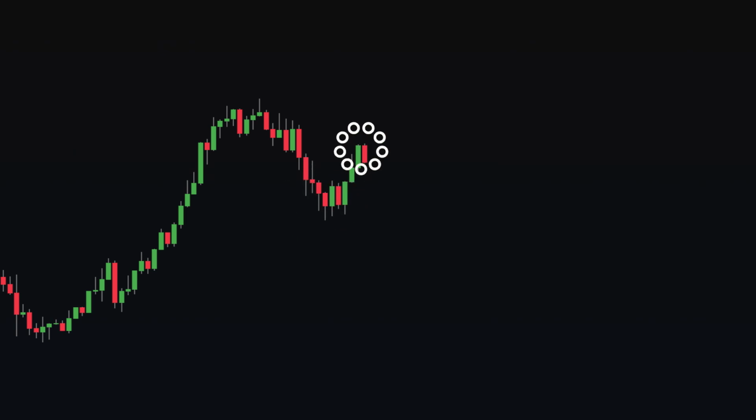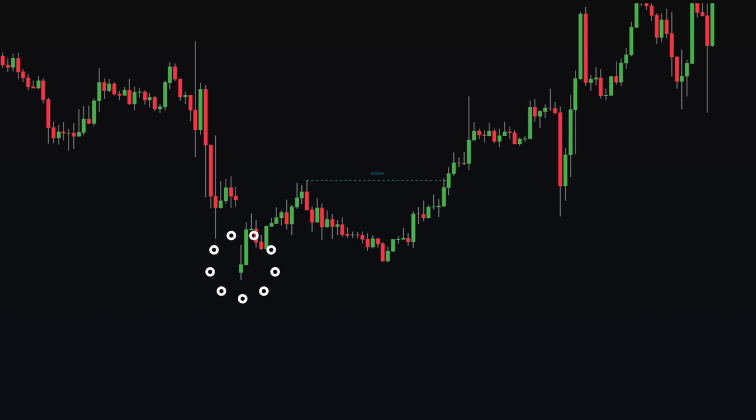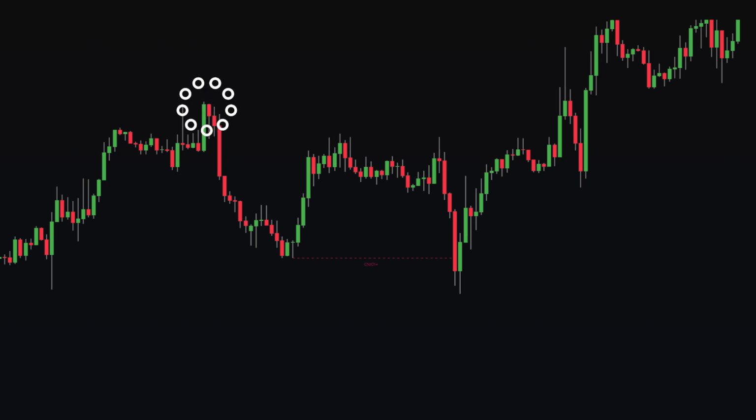And a bearish change of character is formed when a high occurs, followed by a higher low, then a higher high, and finally, a lower low. But then, there's a change of character plus. A bullish one is formed when a low occurs, followed by a lower high, then a failed lower low, and finally, a higher high that breaks the previous lower high. And a bearish one is formed when a high occurs, followed by a higher low, then a failed higher high, and finally, a lower low that breaks the previous higher low.